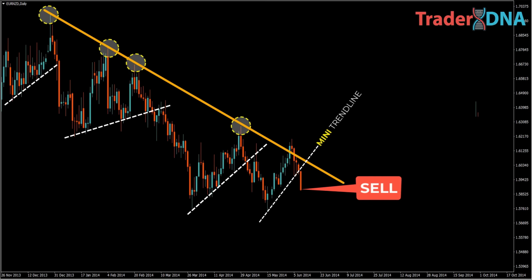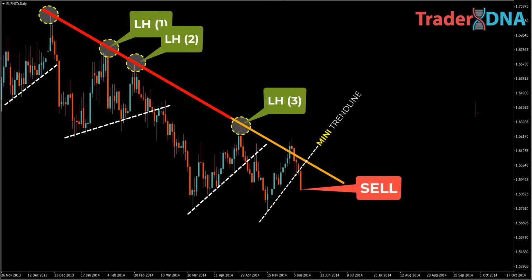Take a close look. After the breakout from that mini trend line is confirmed, zoom in on the swing highs that occurred during this bearish trend. You'll notice a very clear structure: swing high 1, swing high 2, and right here, swing high 3. If you observe them closely, these 3 points form a distinct sequence: a high followed by a lower high and then another lower high. This is a textbook pattern that confirms the presence of a valid downtrend.